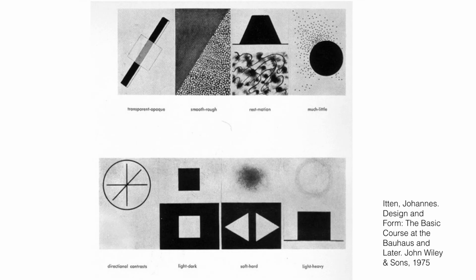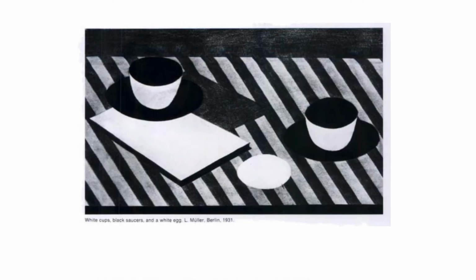Here are some quick little examples from Itten's book showing how you could play around with these notions of contrast. And this is from one of his students, where you can see that there are some elements in contrast and some are in harmony. We've got these round shapes from the cups, saucers, and the egg, and then these really geometric shapes from the rectangle and the diagonal lines, and of course there's the stark contrast of the black and white as well.